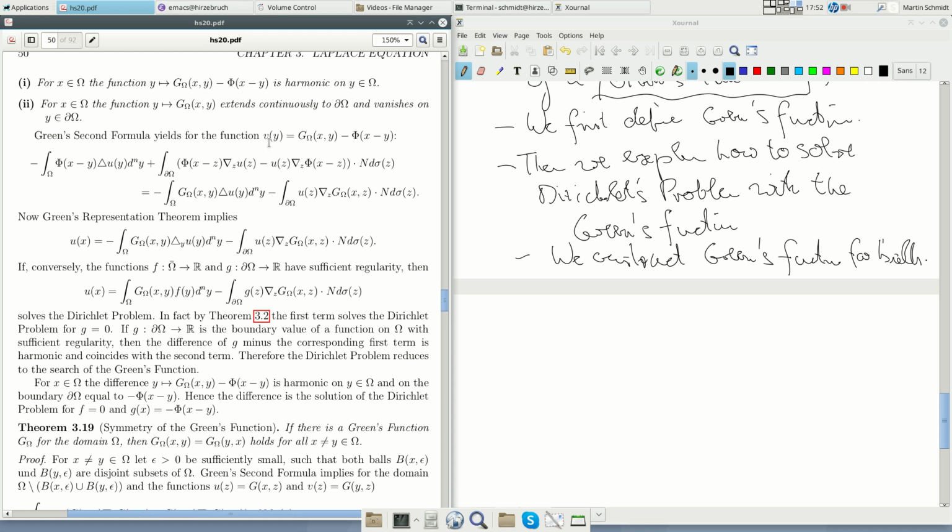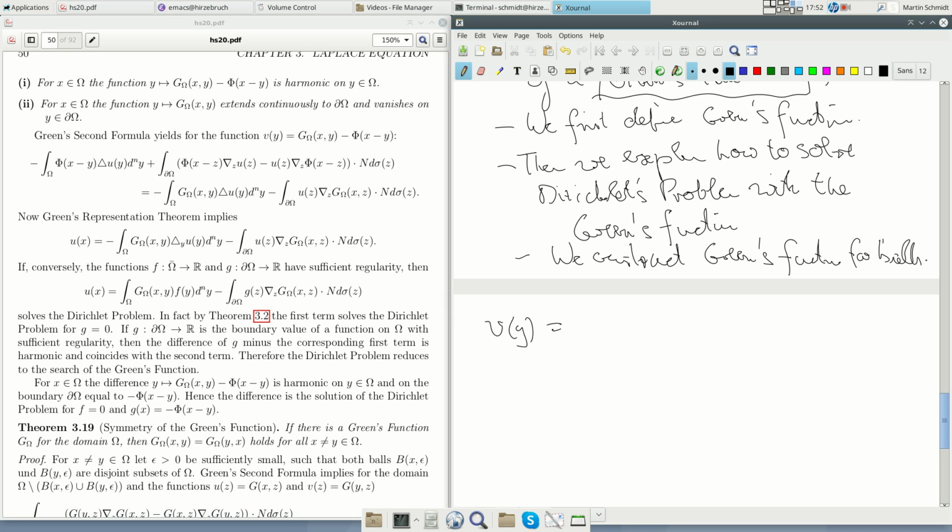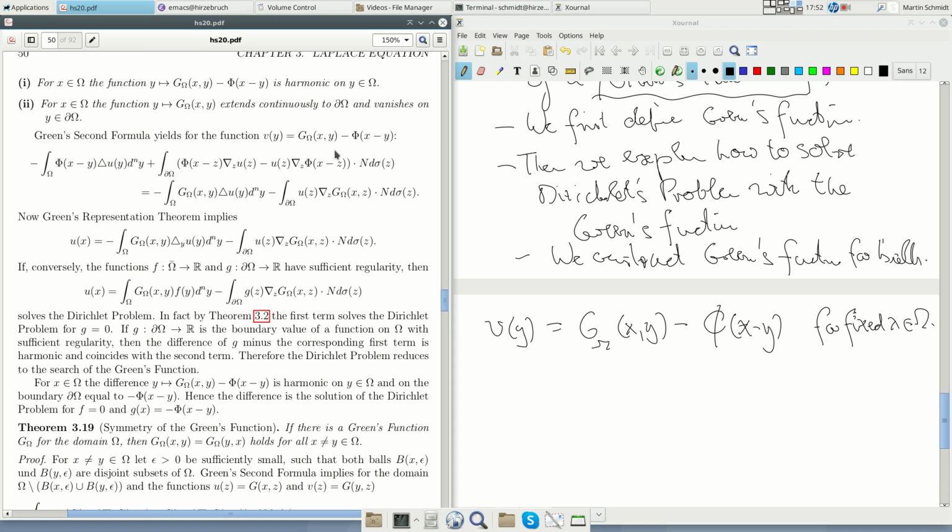Now we apply it as v of y equal to G_omega of x, y minus phi of x minus y, for fixed x in omega. For fixed x, this is a harmonic function, and now we apply the second Green's formula for this function, and then we write all the terms. So we get the terms with G and we get the terms with phi.